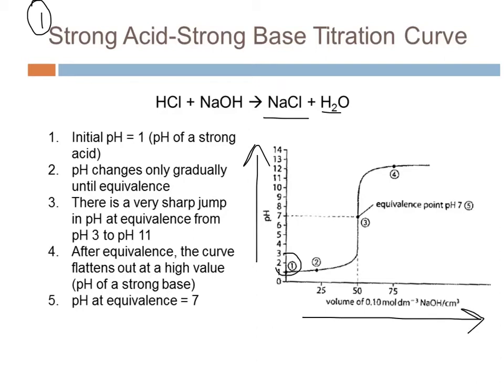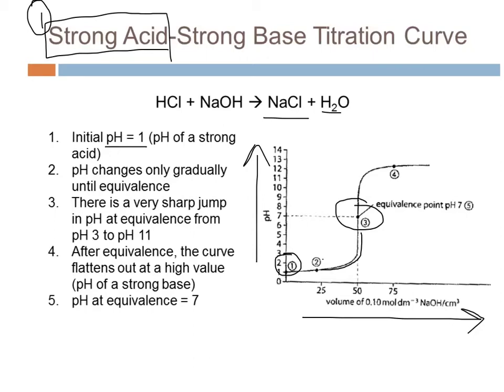Initially, at this point here, we start at a very low pH because we are starting with all acid and no base added. So it's going to be around pH 1 because it is a strong acid. The pH is going to gradually increase until we reach our equivalence point. And our equivalence point is here. It's halfway between these 2 points between 1 and 4.